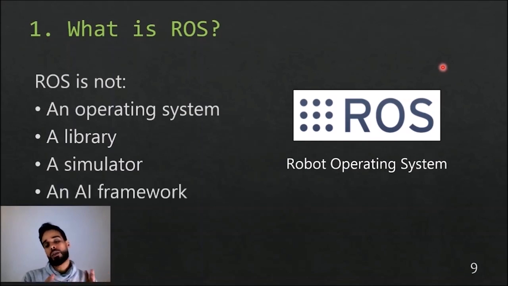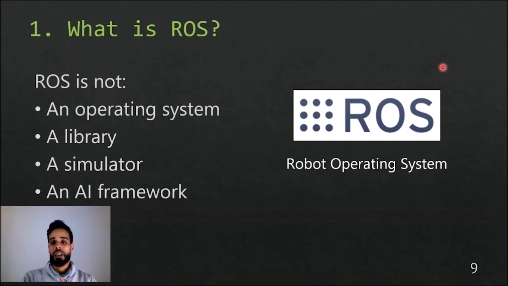And ROS also is not an artificial intelligence framework. Some people think that ROS is, because we talk about robots and robots are moving, we think that everything in robotics is AI. But actually not. There are a lot of things in robotics which are not artificial intelligence.